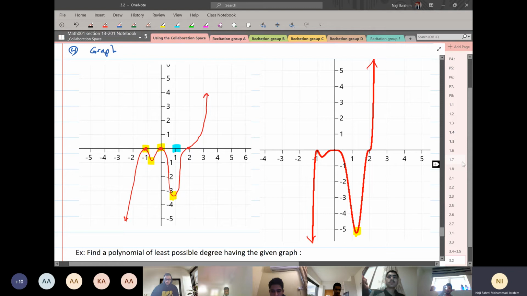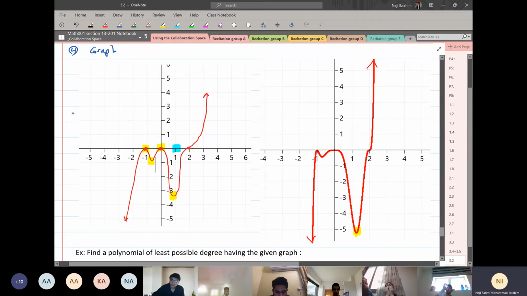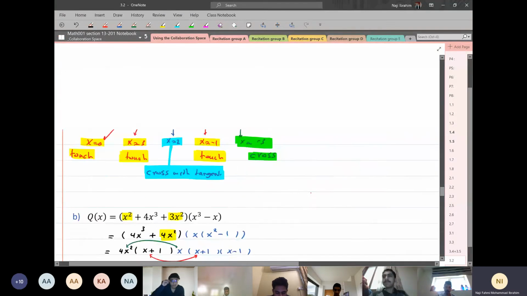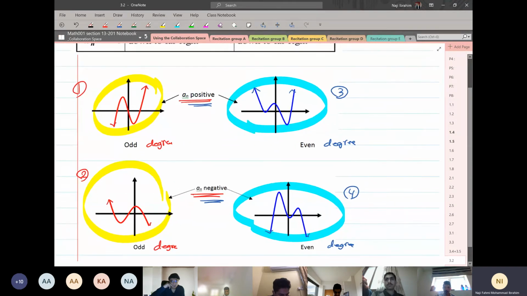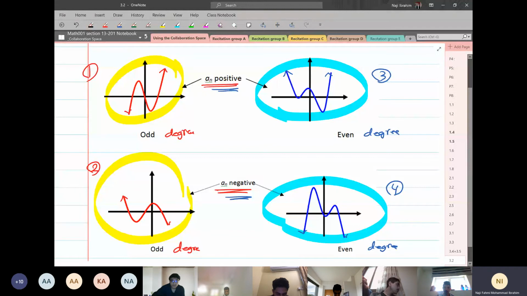Osama, you're raising your hand. What's your question? How do we know that it's left down, right up? Well, we made a revision last time, and I made a revision at the beginning of the lecture. We said the red curves. Do you see the 2 red ones? These 2 red ones mean the degree is what? Odd. The degree is odd.